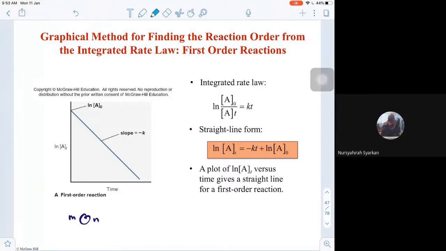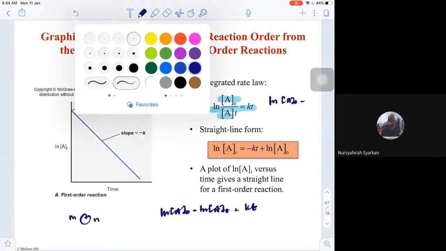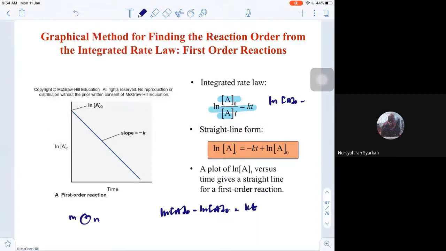So if we look at this integrated rate equation for the first order reaction, and we rearrange it, we will get ln A naught minus ln At equal to kt. If we look at all the components in this integrated equation for the first order reaction, we observe that ln A naught will remain constant because A naught is the initial concentration.